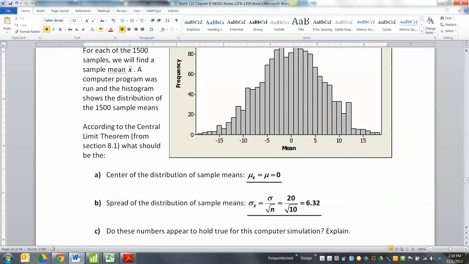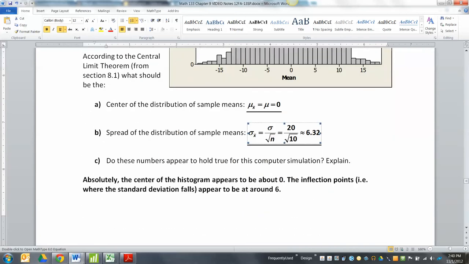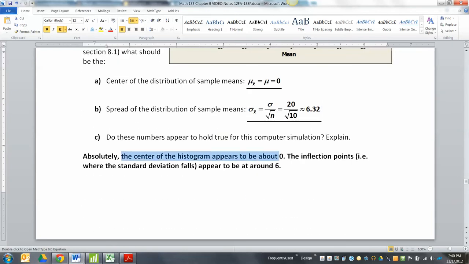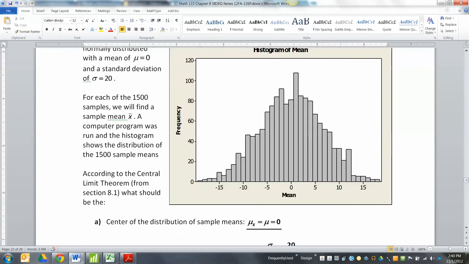Okay, so do the numbers from the computer simulation appear to hold true to this? Well, remember, according to the central limit theorem, the empirical rule, about 95% will be plus or minus 12, right? Because two standard deviations is 12 and some change. Look at this histogram right here. 12 is over here. Negative 12 is over here. Isn't the vast bulk of that material in the middle? Yeah. I mean, it appears the center of the histogram is still zero, just like we said. And then it looks like the inflection points are around 6.